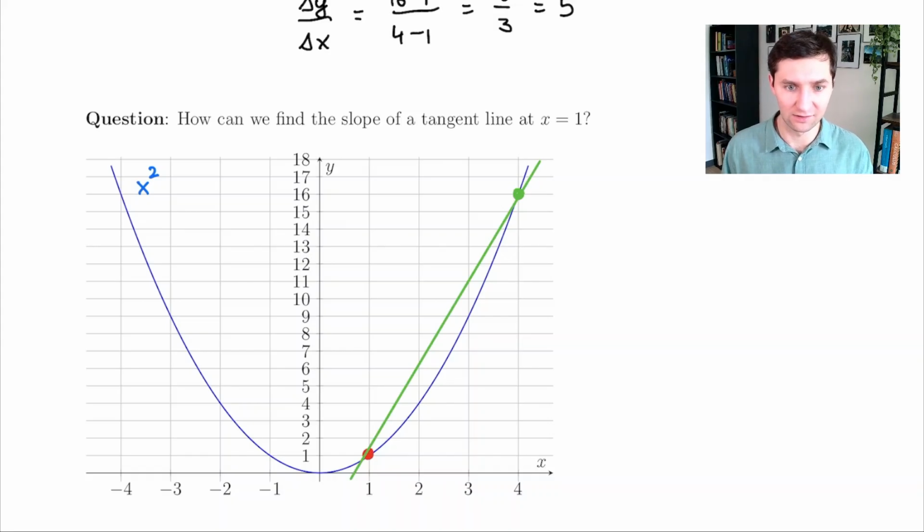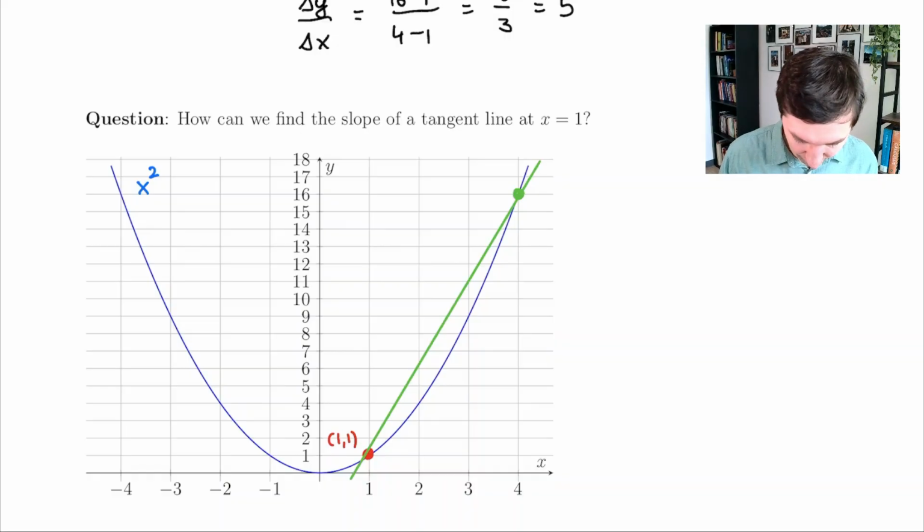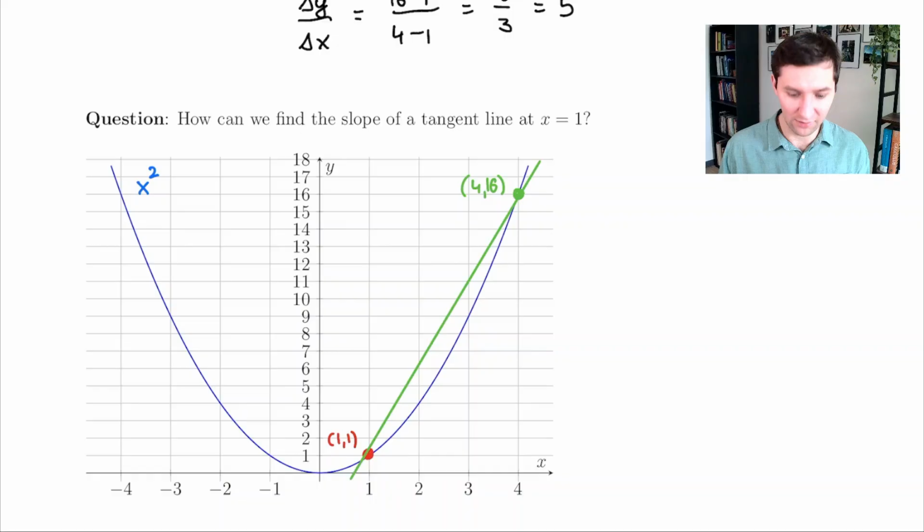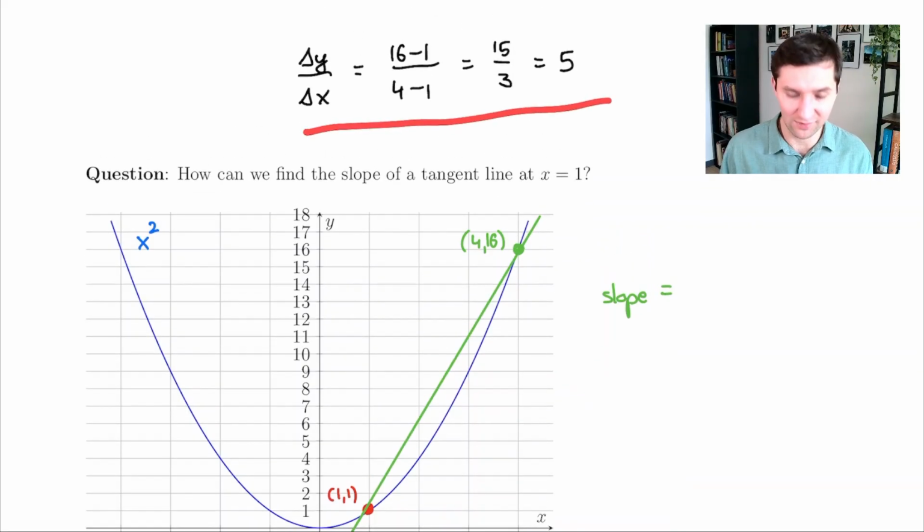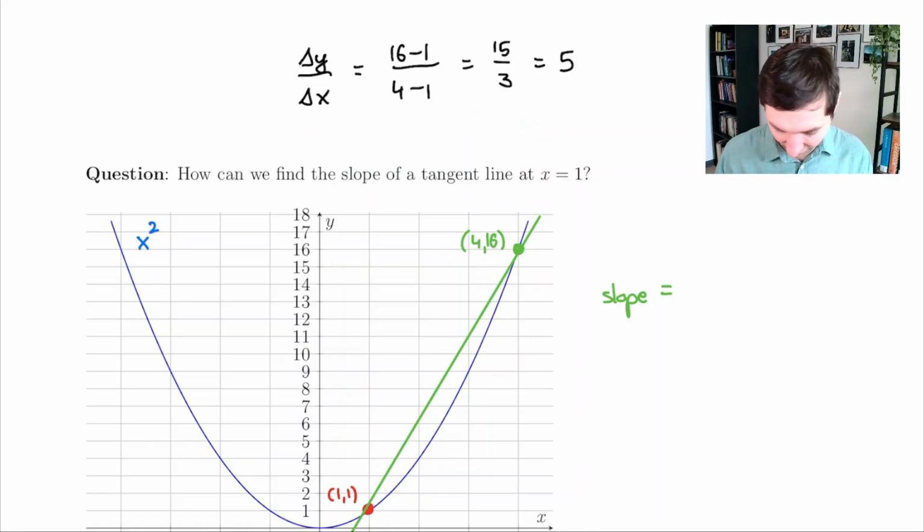The advantage of the secant line over the tangent line is that it shares 2 points with the graph of the original function. It shares the point 1, 1, and it shares the point 4, 16. And I know that the second coordinate is 16 because when I plug in 4 to x squared, I get 16. Knowing 2 points on the graph of this secant line allows me to find the slope of this secant line. I simply compute the difference in the y values of the 2 points and I divide it by the difference in the x values of the 2 points. And I believe you already computed it in the previous exercise and you said that the slope was 5.